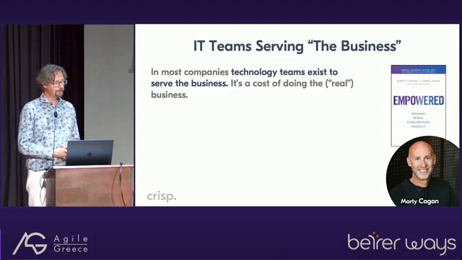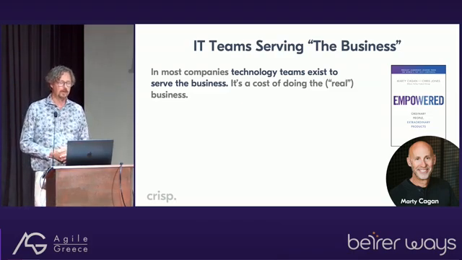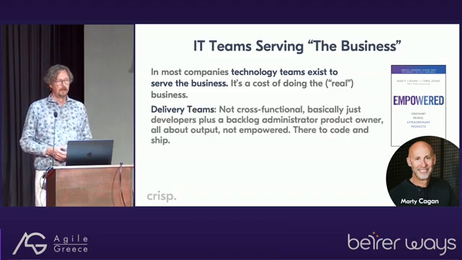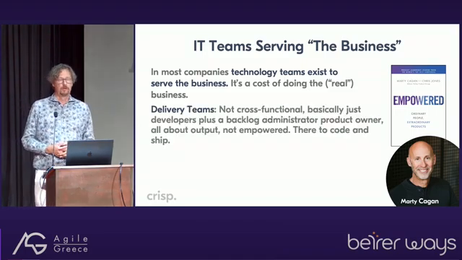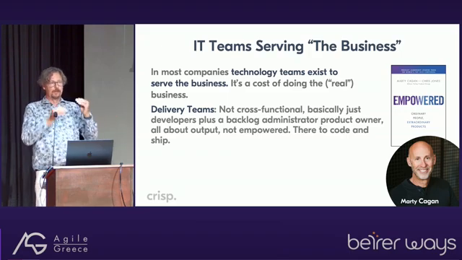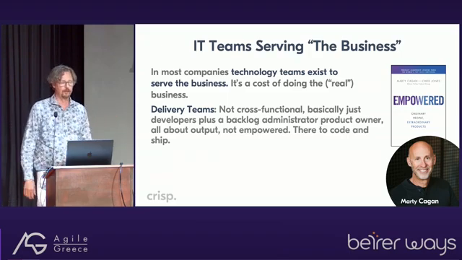In the words of Marty Cagan, who has studied how many great product companies work, he says that in most companies, technology teams exist to serve the business. It's a cost of doing the real business, which might be banking or auto manufacturing and so on. And if you view it like that, and like Jeff Patton and Itamar, it's easy to focus on delivery teams that are not cross-functional, basically just developers and a backlog administrator, a product owner, a glorified list owner who can only resequence things on a list for 2-week iterations or something.